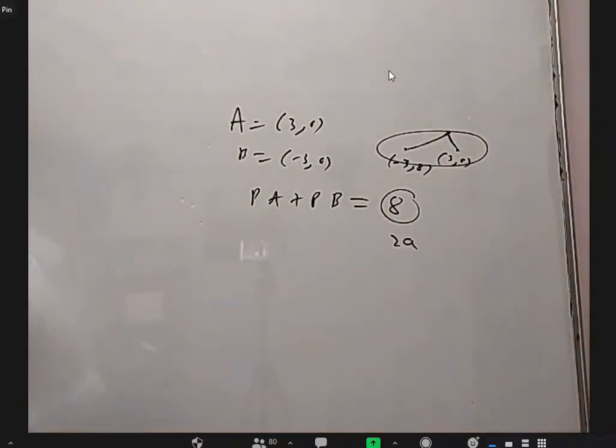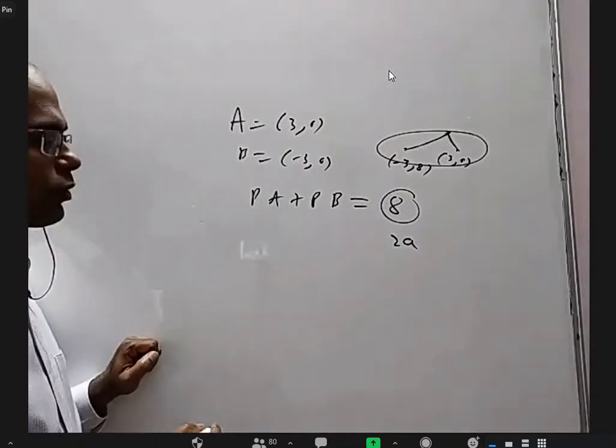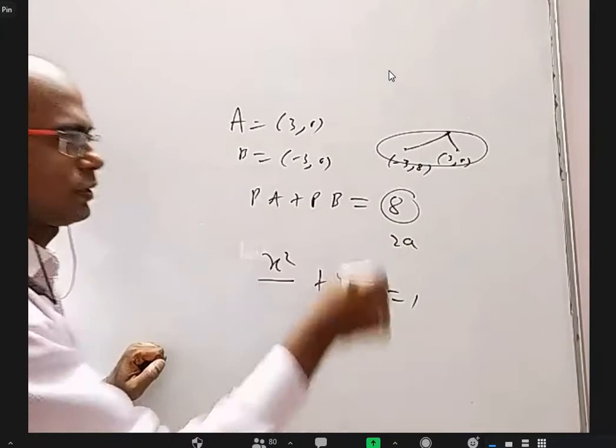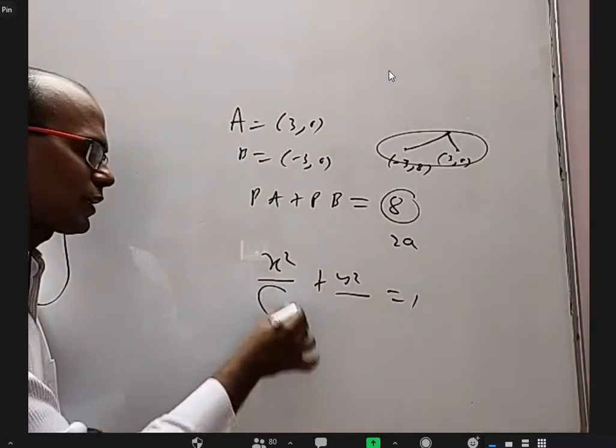Okay, Divya, try to answer this. x square plus y square equal to 1. This is the answer. What should I write here?